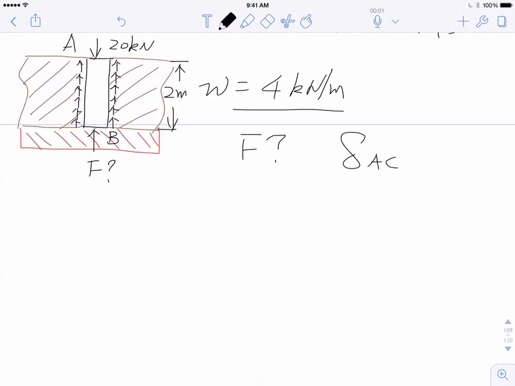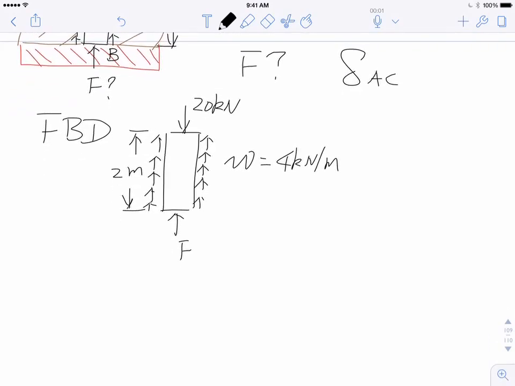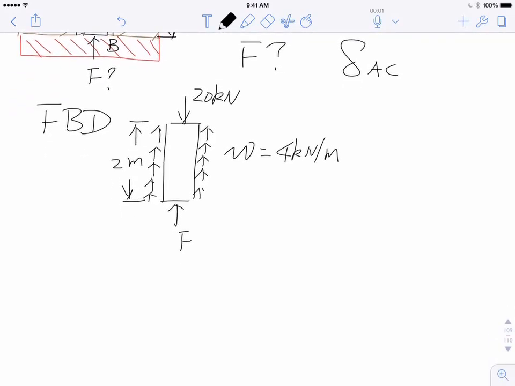Now, of course, first thing first, free body diagram. No matter what we do, free body diagram is the most important. So let's look at it here. You have a force going downwards, 20 kilonewtons, a force going up, F, and the supporting force goes upwards. That's caused by the soil. We call that also supporting force, right? They say the soil gives you w of 4 kilonewtons per meter, and the total length of the post is 2 meters long.